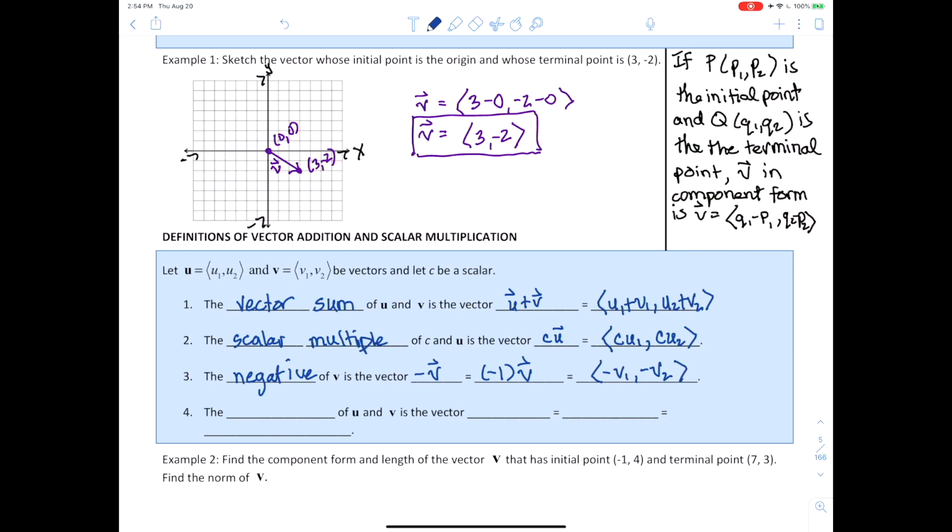And the difference of u and v is the vector u minus v, but we don't have subtraction defined. Just like in real numbers, we define subtraction as adding the negative or adding the opposite. So u plus negative v, and that is going to equal, well, at the end of the day, what are we going to get? (u1 minus v1, u2 minus v2).